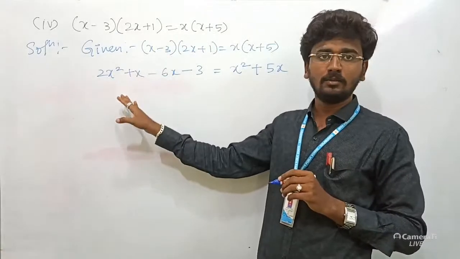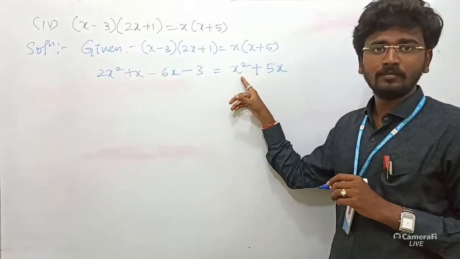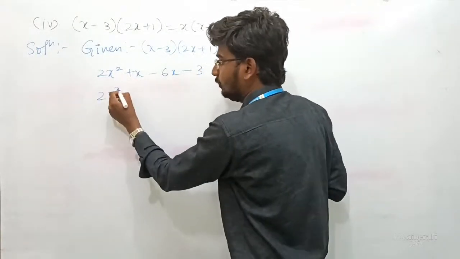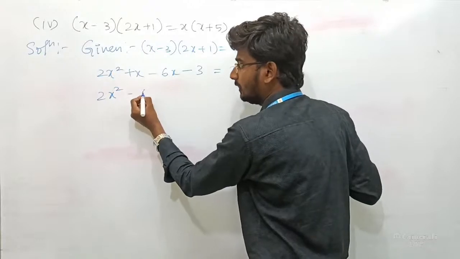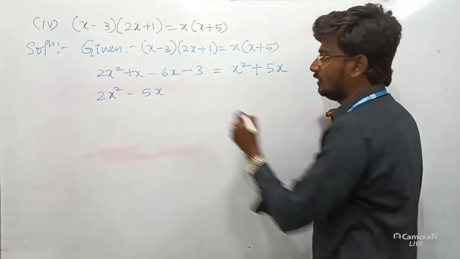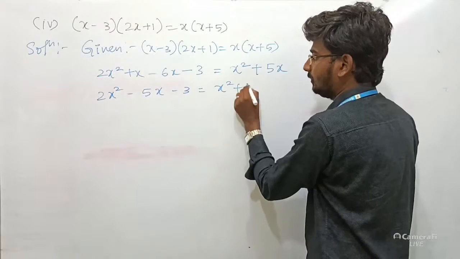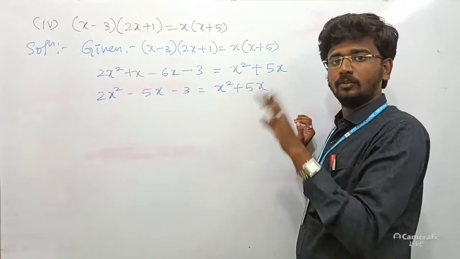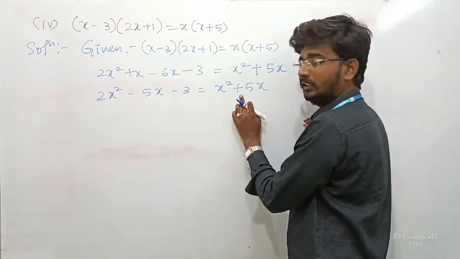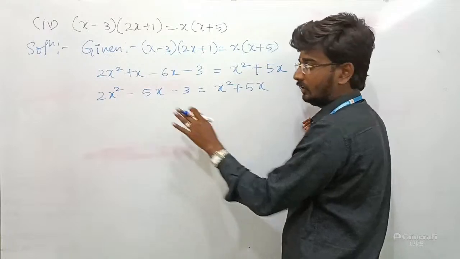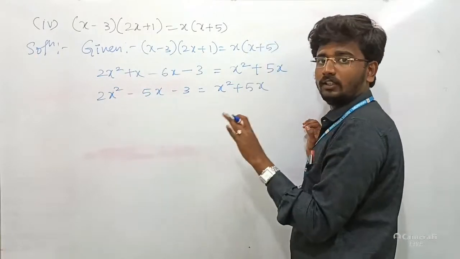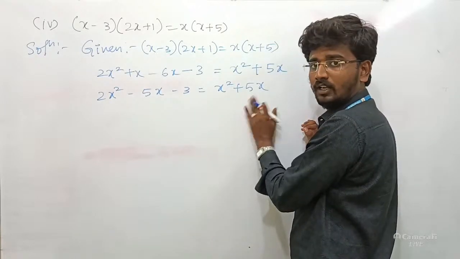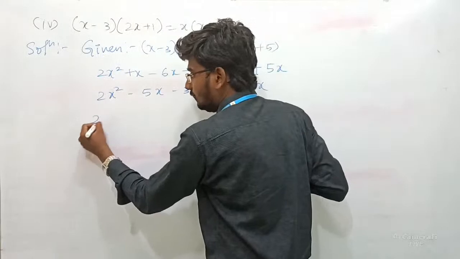Now you can shift all the RHS terms to the LHS because 2x square is greater compared to x square. We will write systematically according to the equation. First I will simplify this: 2x square, x minus 6x will become minus 5x minus 3 is equal to x square plus 5x. Again, don't cancel 5x because the signs are different. If the signs are same, you can cancel. If it is minus on both sides with the 5x term, you can cancel, or if it is plus 5x you can cancel. But here the signs are opposite, minus 5x on the LHS and plus 5x on the RHS, so you cannot cancel. So we'll arrange now.